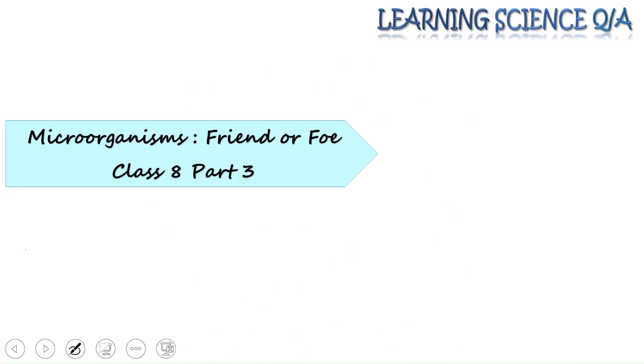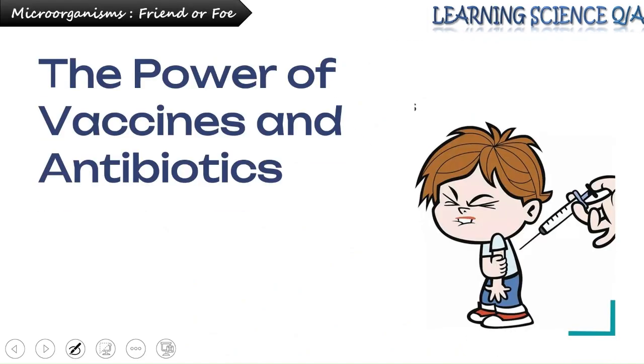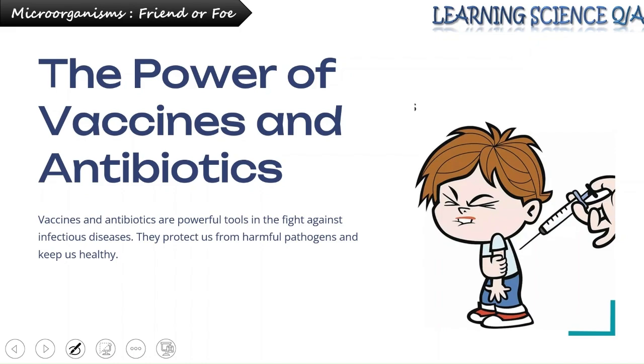Today we are here with another lecture from chapter Microorganism, Friend and Foe. This will be our lecture number 3 from the class 8th NCERT. During our last lecture, we have already seen what are vaccines and what are antibiotics. So in today's lecture, we'll be starting with the power of the vaccine and antibiotic.